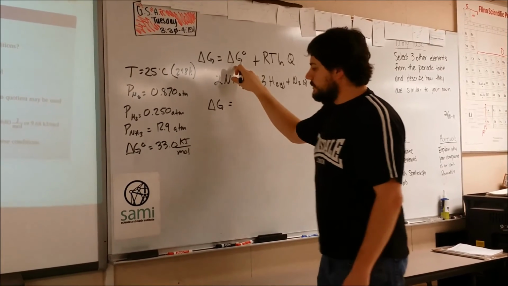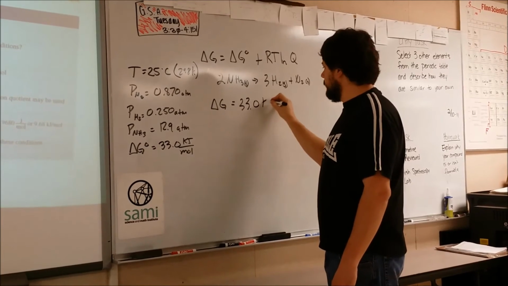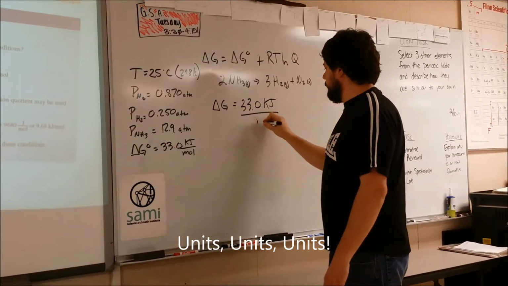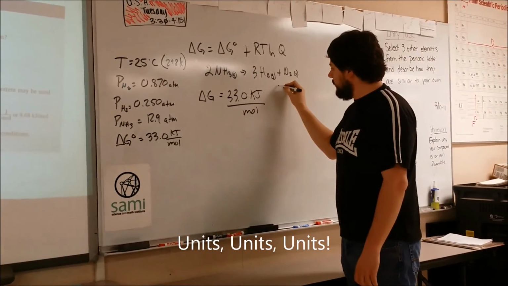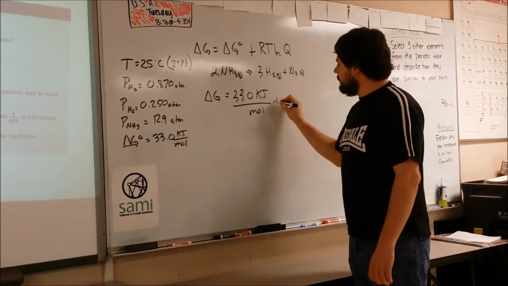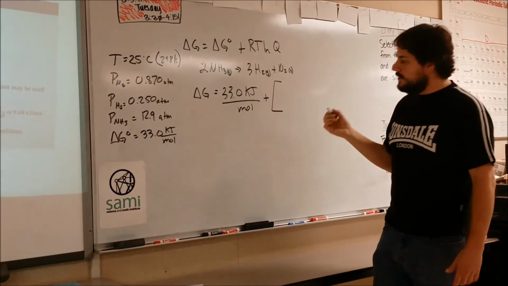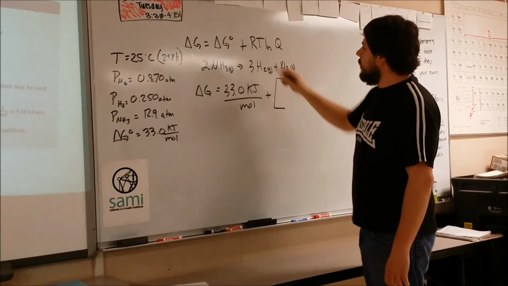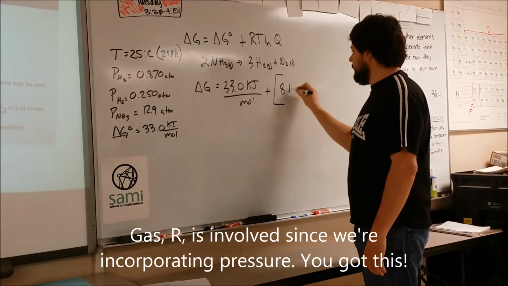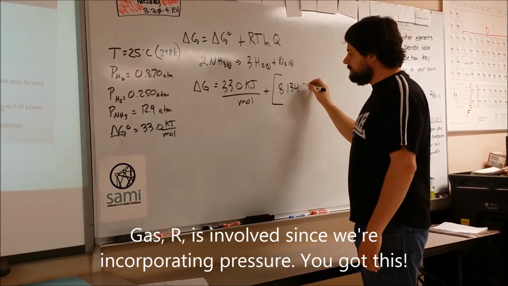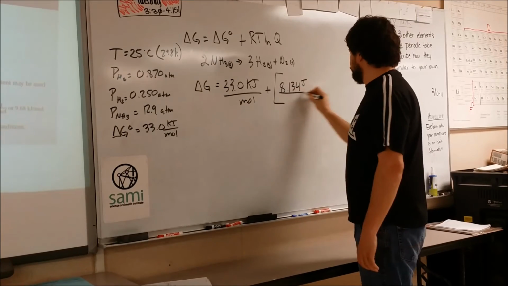That is equal to ΔG°, which we know is 33.0 kilojoules per mole. This kilojoule is going to become important later, so keep that in mind. And that is plus, and here's where we get into a lot of numbers, but really it's not that much, plus R. We know R is the gas constant, and in this case it's 8.134 joules per mole Kelvin.